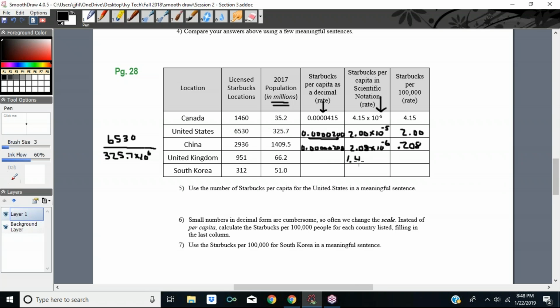And then this one is 1.44 times 10 to the negative 5th. So 1.44 per 100,000 people. 6.12 times 10 to the negative 6. So 0.612 per 100,000 people.